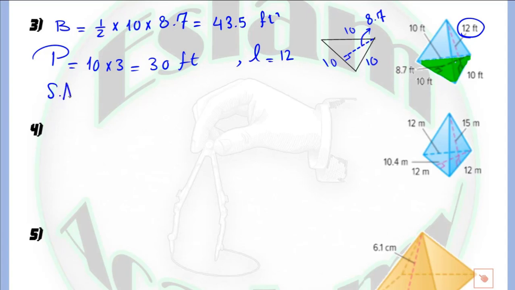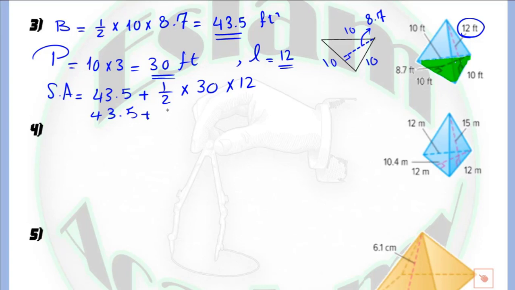Now we need to find the surface area. The surface area is the area of the base, 43.5, plus half multiplied by the perimeter of the base, which is 30, multiplied by the slant height, which is 12. Now 43.5 plus half times 30 times 12, which equals 180. By adding 43.5 and 180, the answer will be equal to 223.5 square feet.